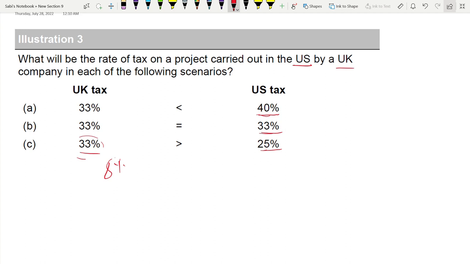But in the other two scenarios, it's not an issue. Especially in scenario B, it's easy because both are 33. But you'll be paying it in US because the project is in US. Always see where the project is and in which country. In that country, you have to pay the tax. And regarding scenario A, you'll be paying the full 40% in US. That means in UK, you don't pay any tax, because you've already paid 40% in US. That's the meaning of it.